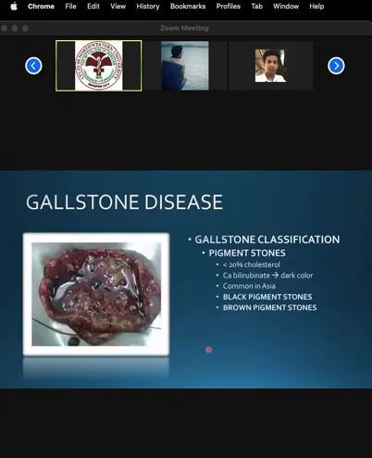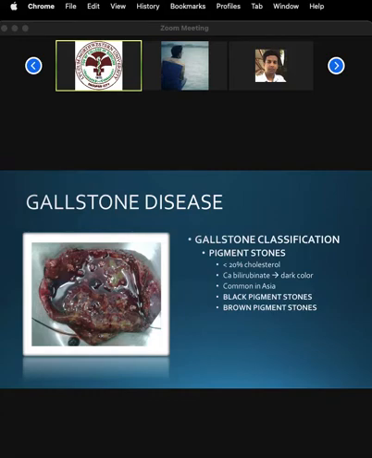On the other hand, your pigment stones contain less than 20% cholesterol. Your calcium bilirubinate is responsible for the dark color of the stones, and this is the type of stone that is more common in Asian patients. So we have two types of your pigment stones, either your black pigment stones or your brown pigment stones.